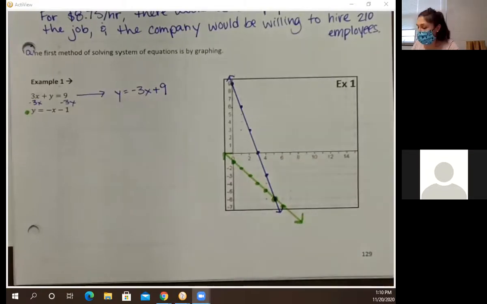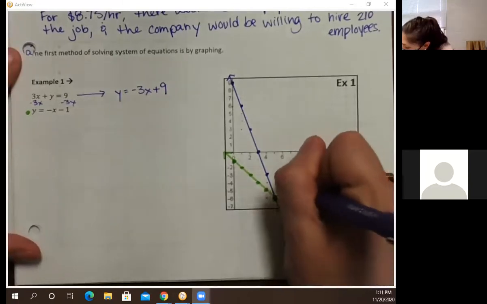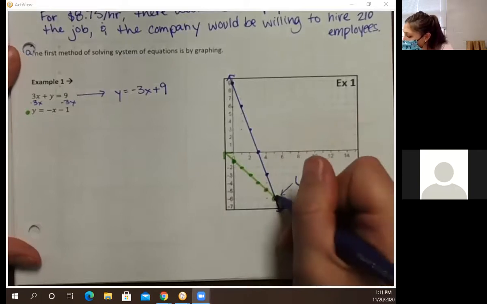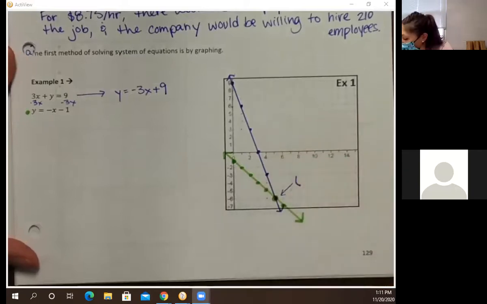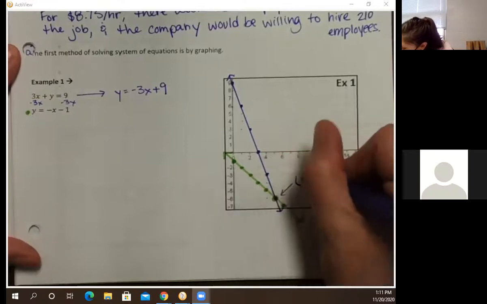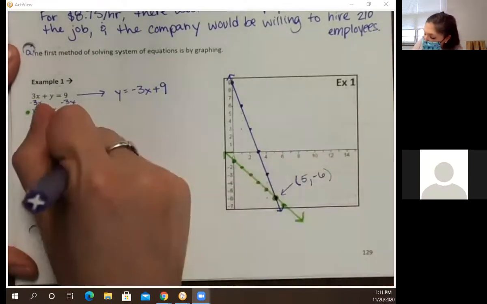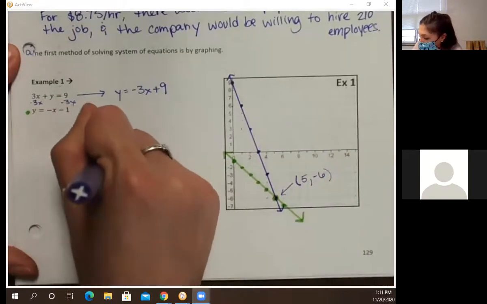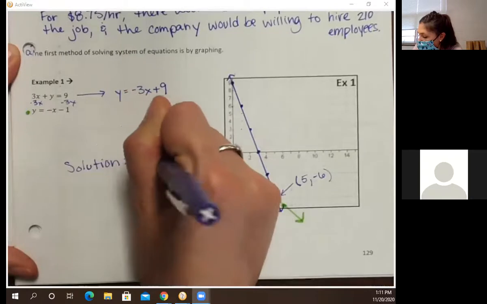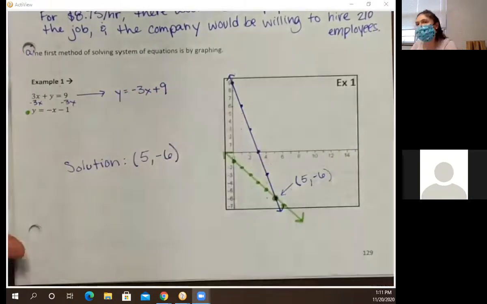So my solution, again, is where those lines intersect. So that would be right here. We had a point that I plotted for both lines, and that's the point 5, comma, negative 6. So my solution here is the point 5, comma, negative 6.